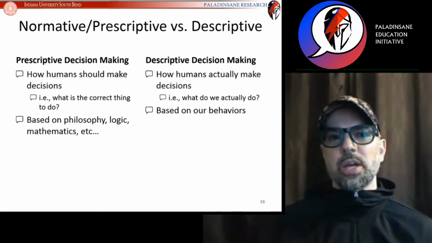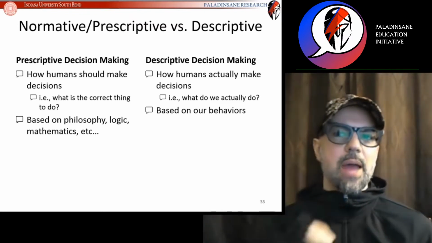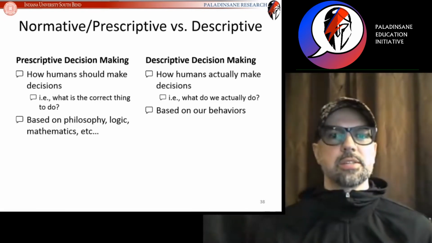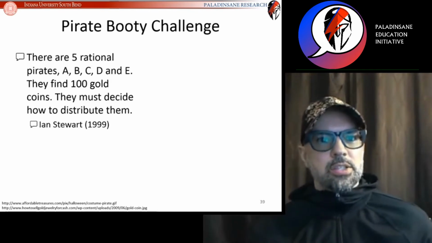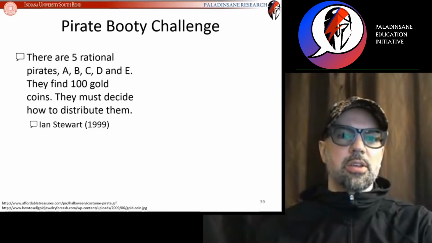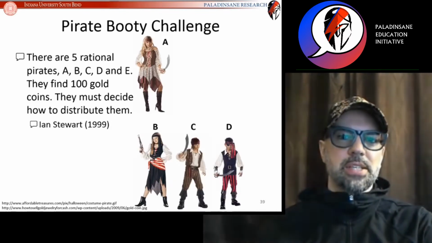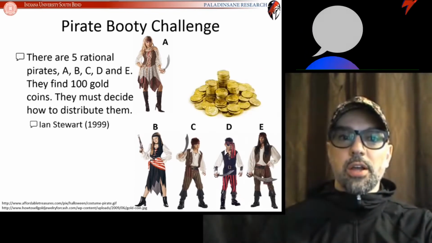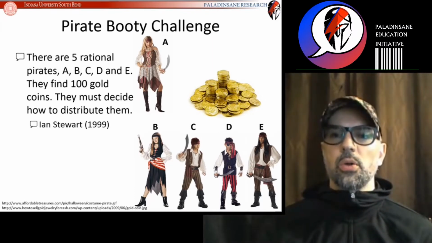Then take a few moments and try to figure out prescriptively what's the correct decision. What is it that philosophy, mathematics, logic would tell us is the right answer? All right, so the Pirate Booty Challenge, let's dive in. There are 5 rational pirates, and we're going to call them Pirate A, Pirate B, Pirate C, Pirate D, and Pirate E. They find themselves 100 gold coins, and they have to decide how they're going to distribute these gold coins.